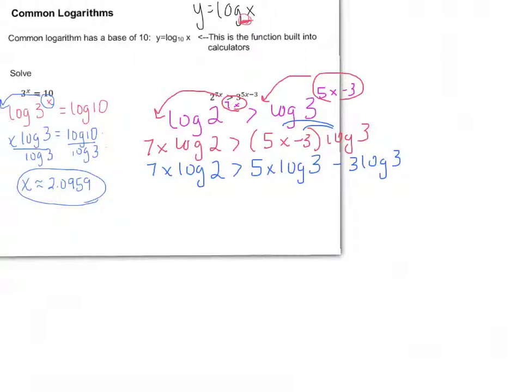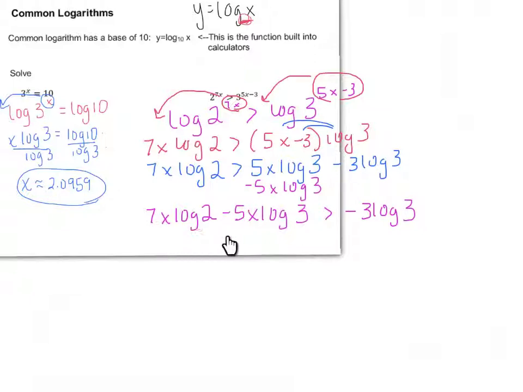Now to get our x alone, we'll have to get the x's on the same side of the equation, so we can subtract our 5x log of 3 over. So we would have 7x log of 2 minus 5x log of 3 is greater than negative 3 log of 3. Notice we can't combine these two together because they're not like terms. This first one is a log of 2, the second one is a log of 3. But keep in mind that this is just some number and that's just some number.